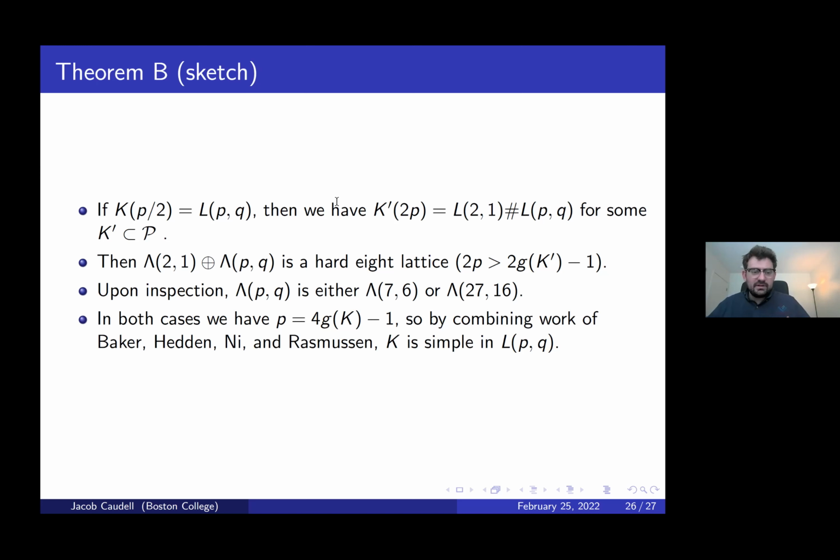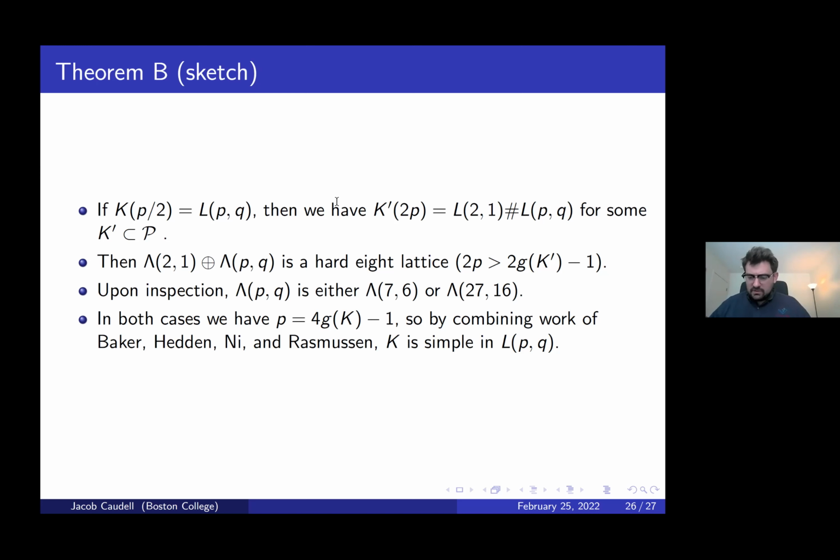So by combining work of Baker and Hedden and Ni and Rasmussen, you can actually conclude that this knot K, rather the surgery dual of K, is a simple knot in L(P,Q). That has a precise technical definition, but if you're not familiar with it, calling it simple really does suffice. And so from the fact that this knot is simple, any knot with a half integer surgery to a lens space is simple in that lens space.